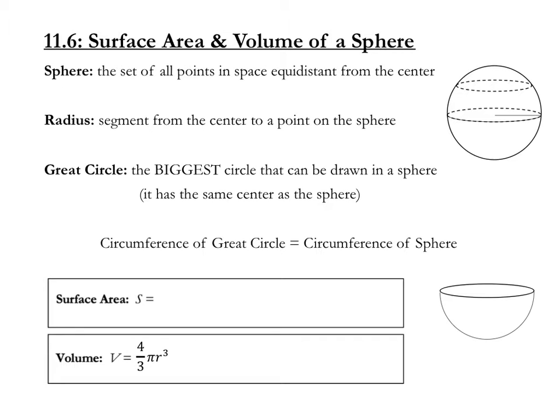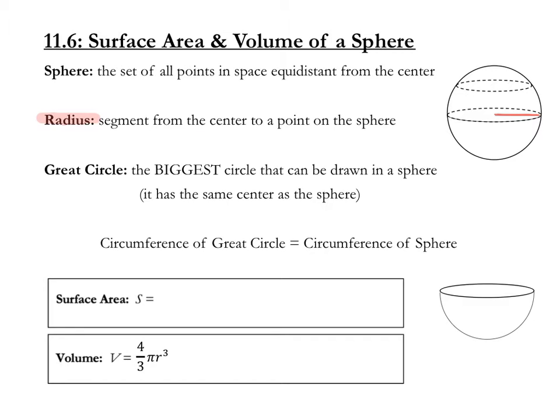So a couple of parts we need to talk about. The radius is the segment that goes from the center to a point on the sphere. So this guy here is the radius, but the radius could also go this direction, it can go this direction, it can go towards us, which is hard for me to draw right now, but it can go in any direction from the center, and that's considered a radius.